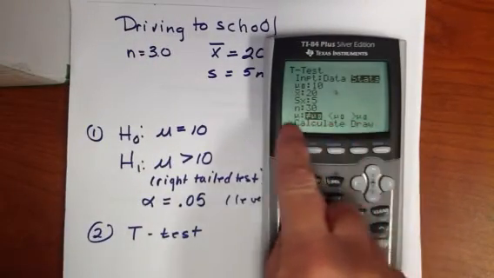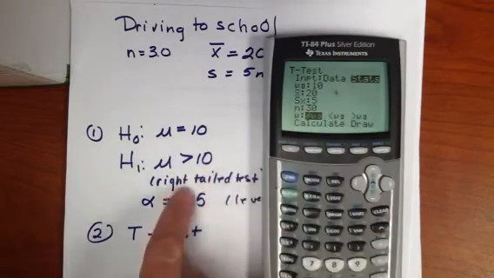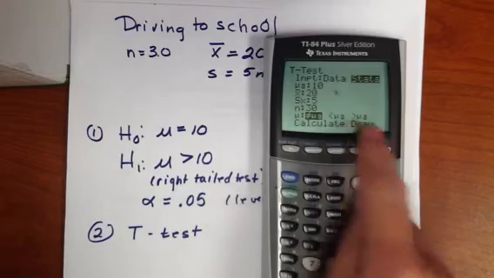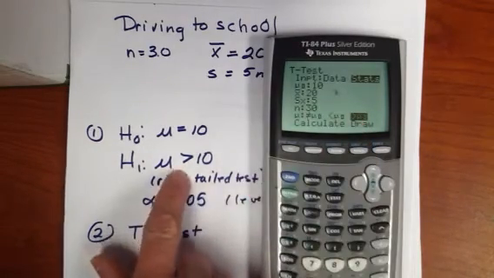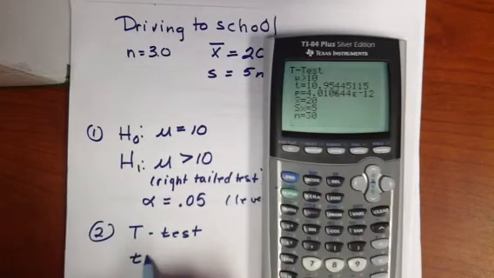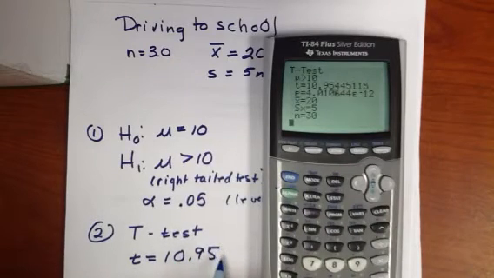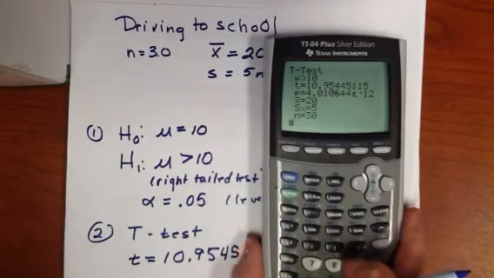And what type of test are we doing? Are we doing a two-tailed, a left-tailed, or a right-tailed? Mine's a right-tailed. Greater than mu naught. Okay, this should always match your alternative. And I calculate. And I get a t-test statistic of 10.9545. Pretty large. So I'll talk about that here in a second when we finish our steps.